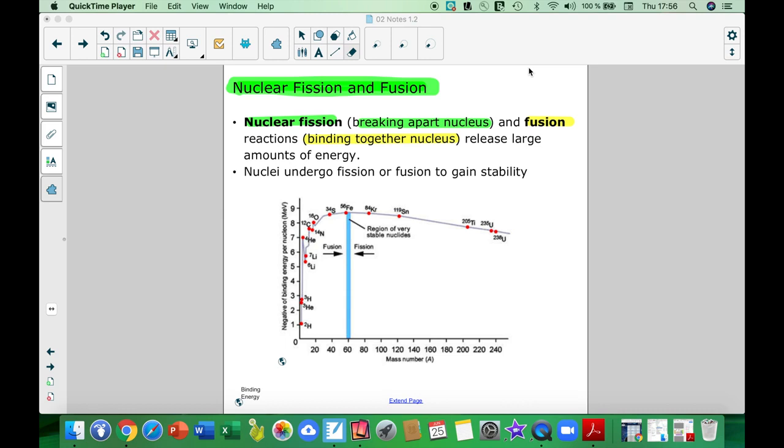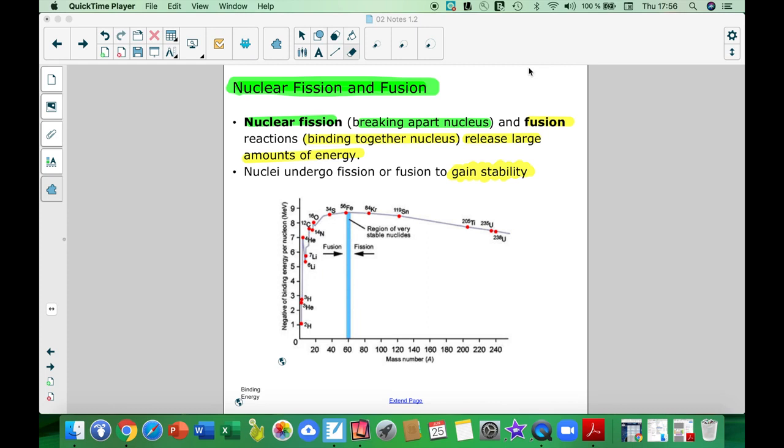In both cases, they release large and very large amounts of energy, but one is more dangerous than the other, and one is more costly than the other. Remember, the nuclei that undergo fission or fusion do that because they're unstable. So the goal is to gain stability. These processes always happen because we have an unstable nucleus that wants to get stability. That's why they undergo either fusion or fission.